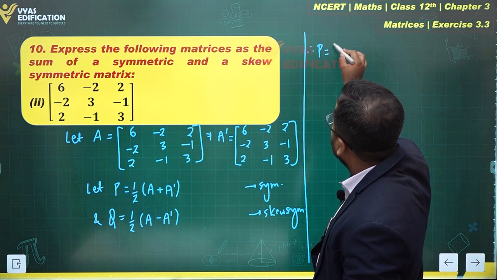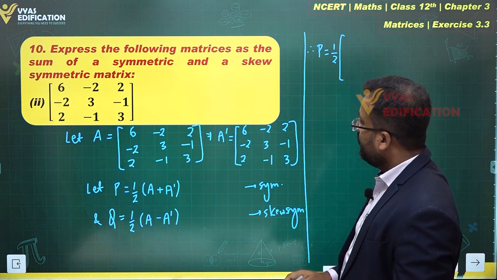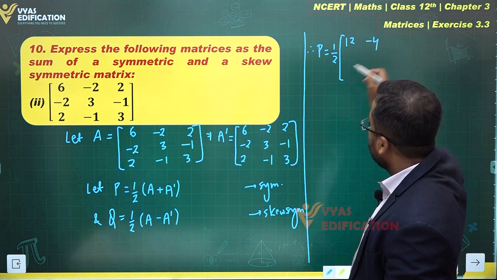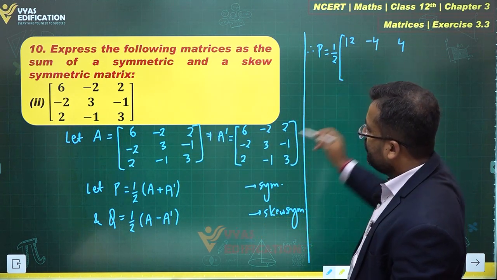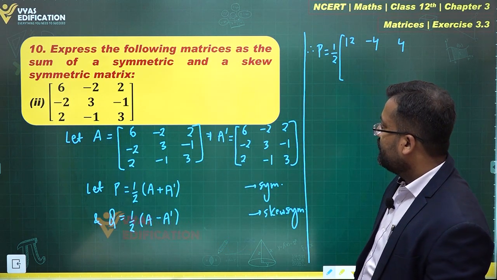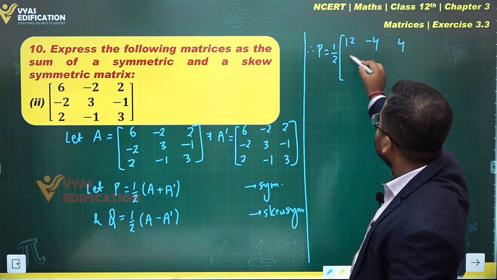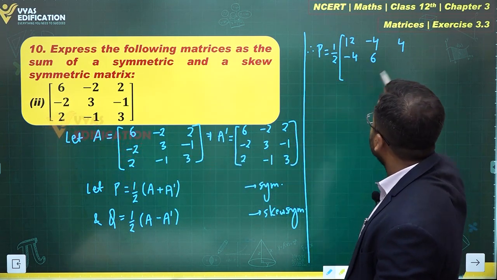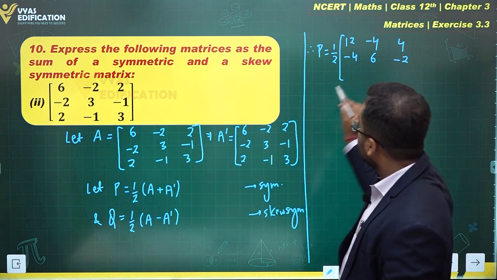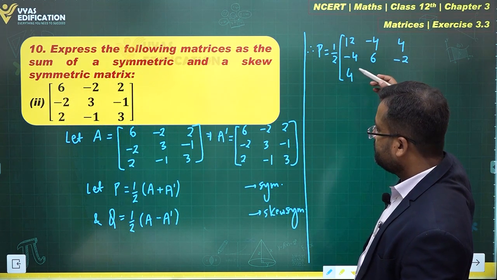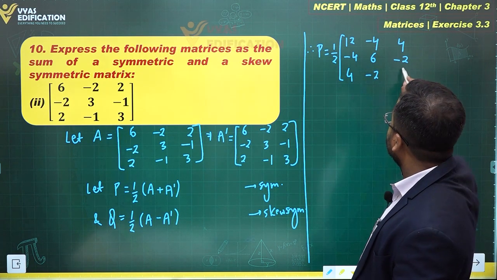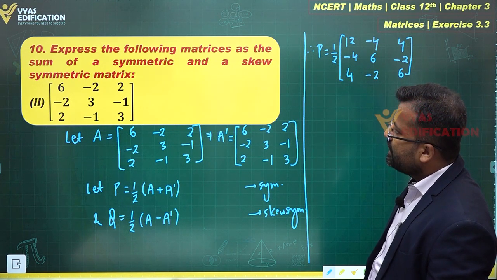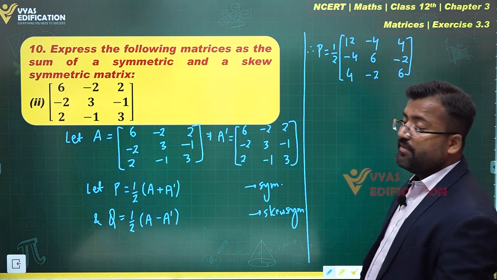Therefore, P equals half of the sum of these two. What do you get? 6 plus 6 is 12. Minus 2, the sum is minus 4. 2 and 2, the sum is 4. Minus 2 and minus 2 over here is minus 4. 3 and 3 is 6. Minus 1, the sum is minus 2. 2 and 2, the sum is 4. Minus 1, the sum is minus 2. 3 and 3, the sum is 6. Pretty interesting. Why? Because this original question is a symmetric matrix in itself.